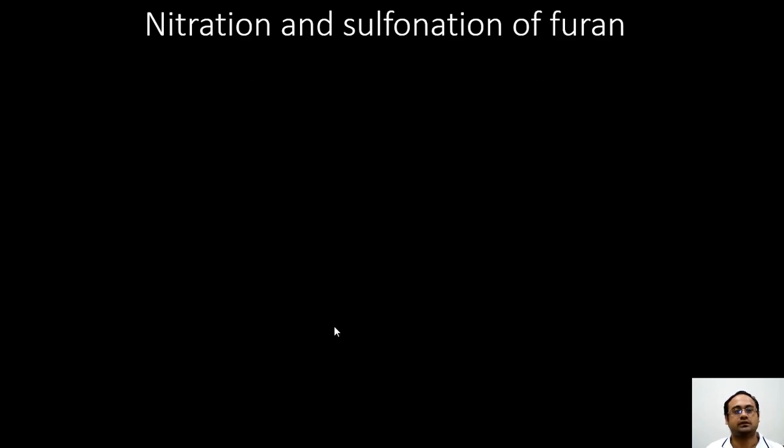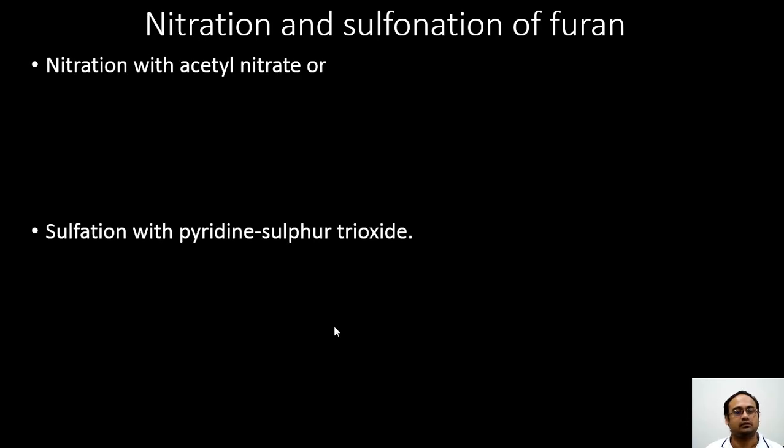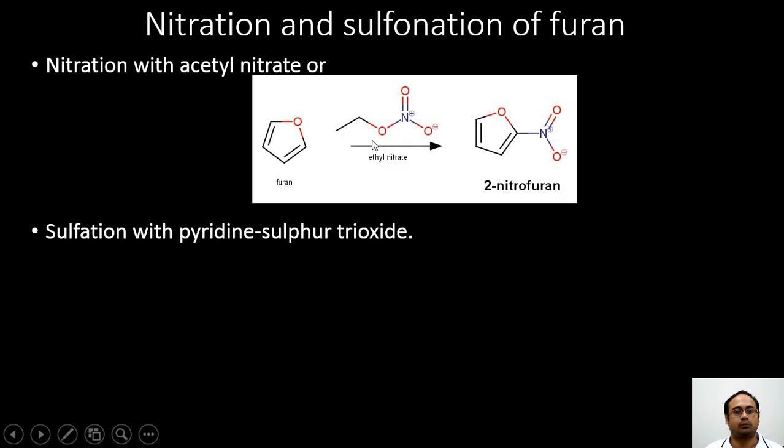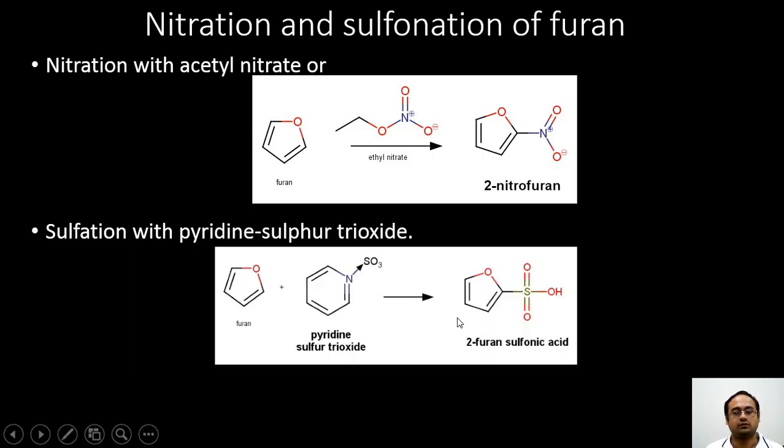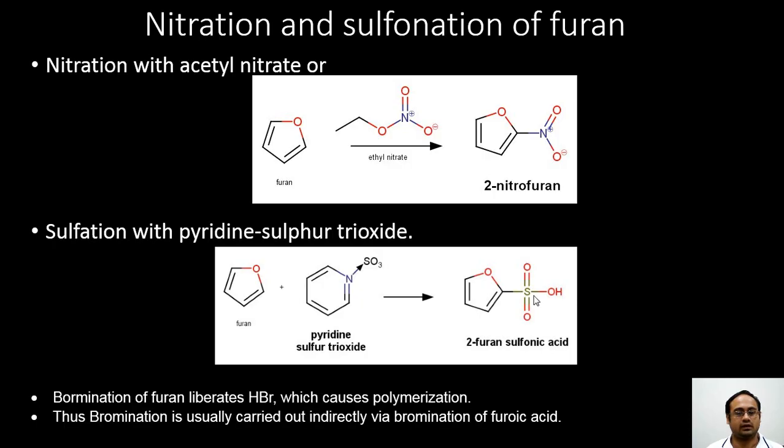Therefore we can see that nitration and sulfonation of furan can be understood, and nitration of furan is possible using acetyl nitrate, which will give us this compound, 2-nitrofuran. But furan can also be sulfonated, and because it is a highly reactive compound, this is generally sulfonated in the presence of pyridine sulfur trioxide to give us the 2-furan sulfonic acid.